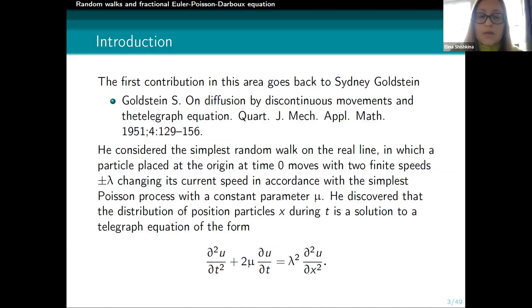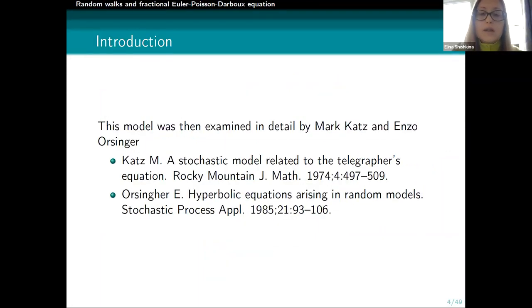He discovered that the distribution of the particle position x at time t is a solution to a telegraph equation of the following form. Here, if we take mu equal to gamma divided by t, we obtain the equation with the Bessel operator. Next, such telegraph equations were considered by Mark Kac and Enzo Orsingher in the following works.